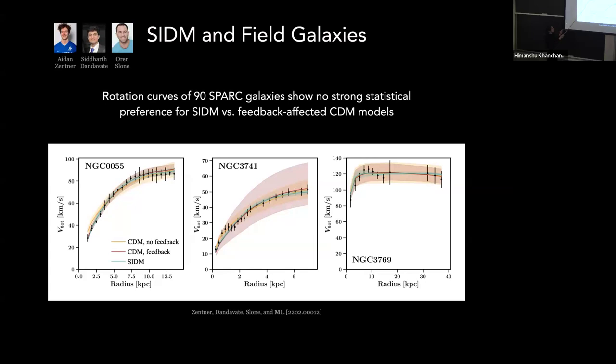And that is the one case where we were able to statistically say that the one with feedback is preferred over the one without feedback when we look over all 90 galaxies. So we are seeing that that is a better fit because it has more flexibility in capturing the cores. Yeah, thanks. I kind of glossed over that, but it's an important point.